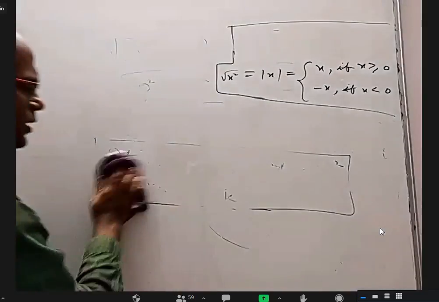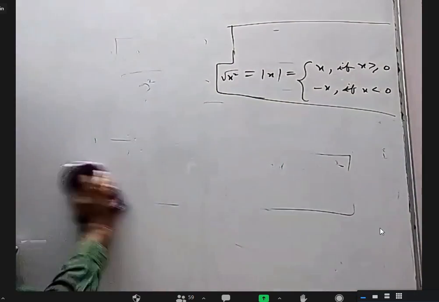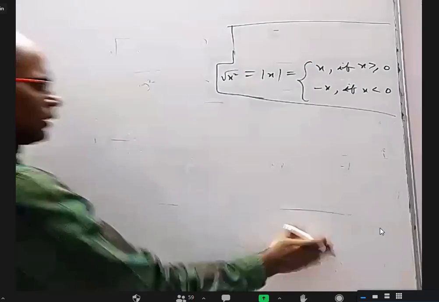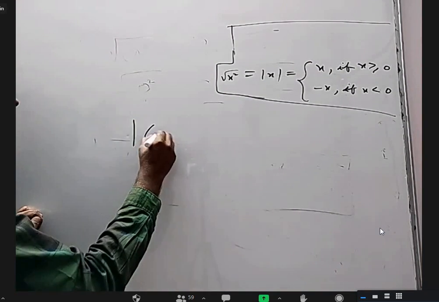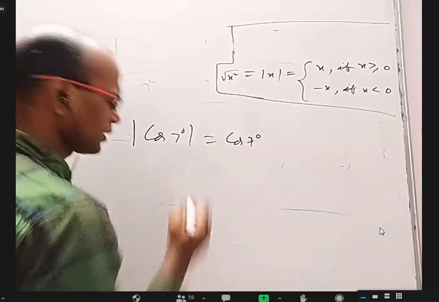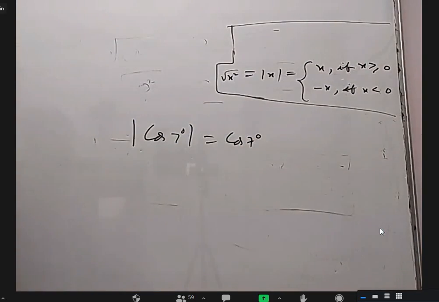The reason I have to tell this is, let me give one or two examples in trigonometry. If I take mod cos 7 degrees, will the answer be cos 7 degrees or anything else? Sine 80 degrees, sir.